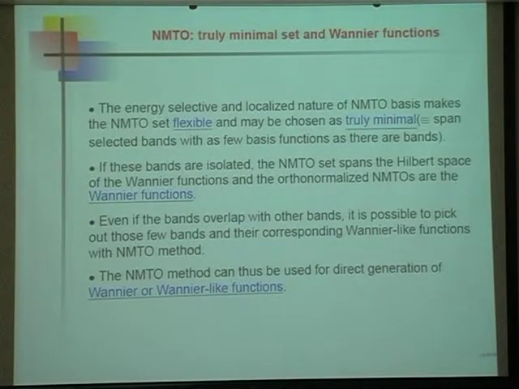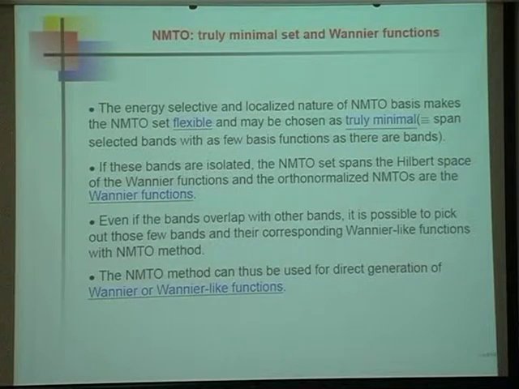And what it leads to is an energy selective, localized nature, which makes this set very flexible and may be chosen as truly minimal. That is what is known as the downfolding technique. I will not even venture into explaining mathematically how downfolding works. Instead, I will show you only certain examples of how it works. If these bands are isolated, this set spans exactly the Hilbert space of the Wannier functions, and if you orthonormalize this set, then they are the Wannier functions.